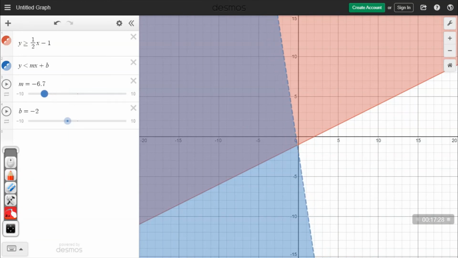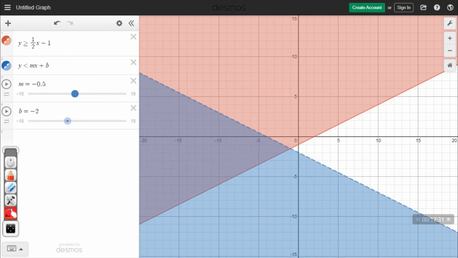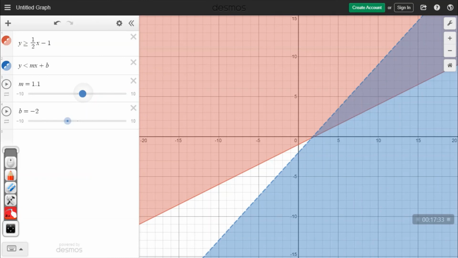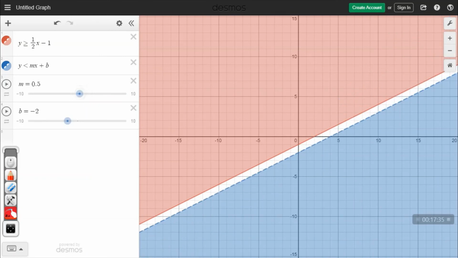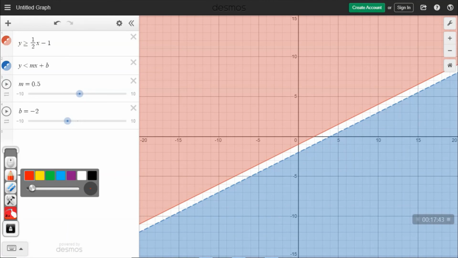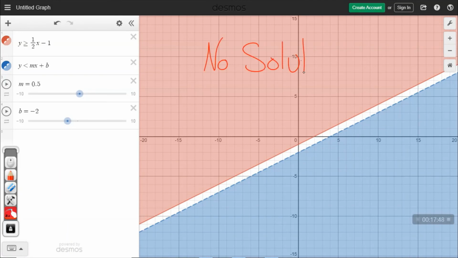What if I have them parallel? Let's take a look at what parallel would look like. Let me get up to half right there. There we've got two parallel lines, and I want you to notice, is there an overlapping region? No. This is a case where we would have no solution, because in this case right here, there's no overlap. Remember, if two lines were parallel, they never crossed, there was no solution to a system of equations. Now this shows right here, no overlapping region also means no solution.